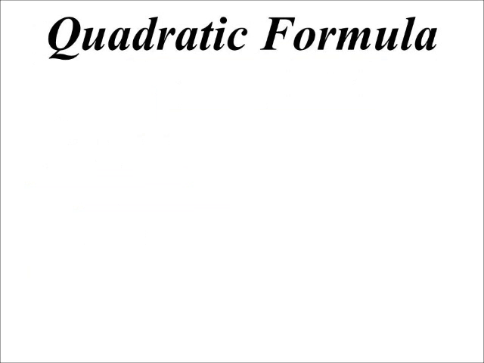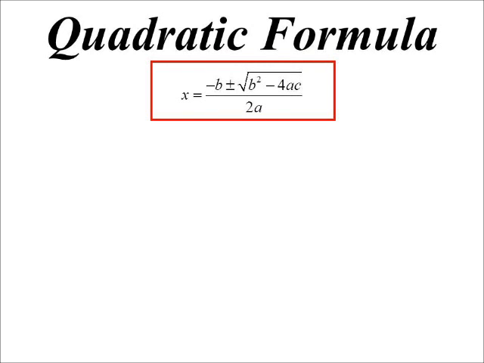But it does lend itself very nicely to a formula because we're doing the same routine every single time. We can have a formula. And there it is, a beautiful thing it is too. Negative b plus or minus the square root of b squared minus 4ac, all over 2a.